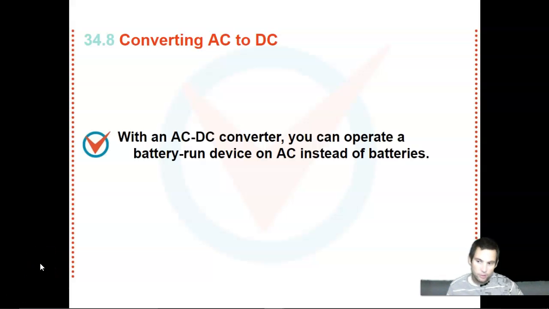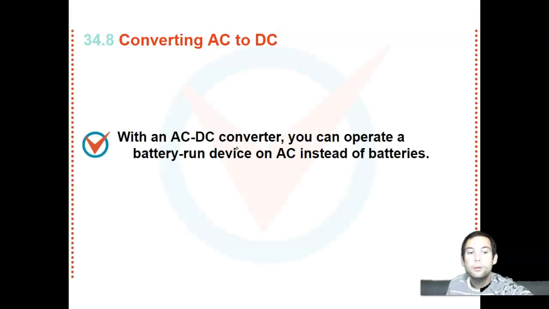Okay, well, let's say you have something that you normally plug into the house, but you want to bring it to the car. The car, remember, has a battery, so if it has a battery, it's using a DC current, or DC circuit. So, to access that electricity, you need to get a device that will change that. So you need to get an AC-DC converter. So you can operate a battery run device on AC instead of batteries.